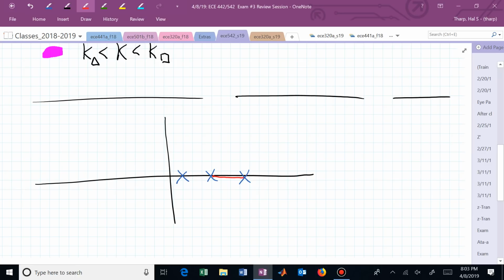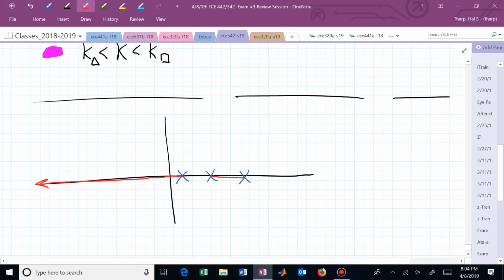In total, how many branches of the root locus do we have? Okay, just checking. 3, right? We have 3 poles. We have 3 branches. I've drawn 2 branches with just that one segment. Where's my third branch? Between the left 2? No, it's from the left one all the way off.